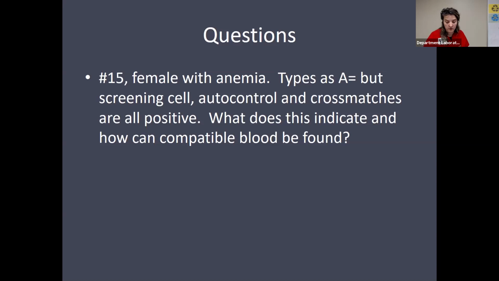If you look at the results, screening cell 1 is positive in the IAT at AHG phase of testing, 3+. Screening cell 2 is also, and the auto control is positive at IAT testing, AHG test. And then all 6 donors are also positive in the cross match. What do you guys think? What's going on there?